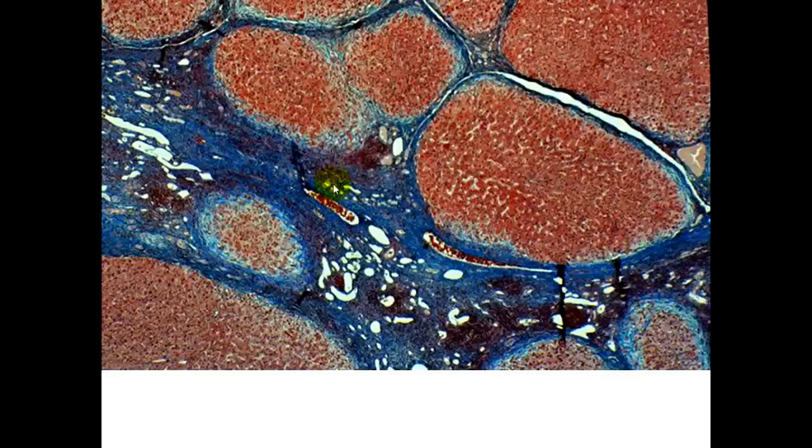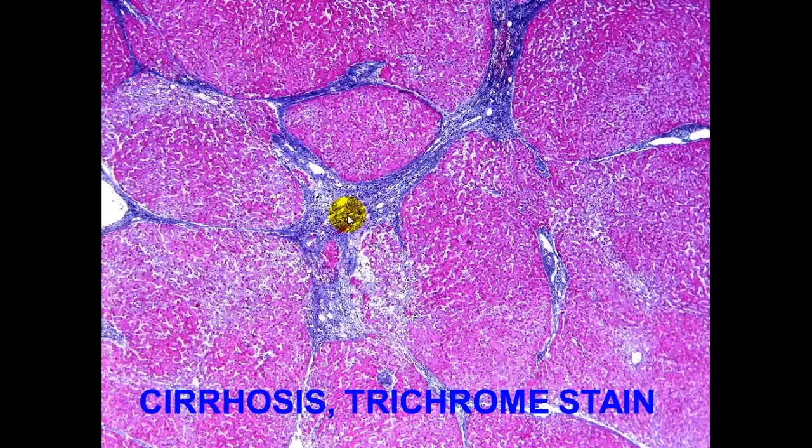There's another slide in which you can see this collagen seen surrounding these hepatic nodules, and so beautifully it is surrounding these nodules everywhere. It is going to surround these nodules. Again, on another trichrome stain, you can see these blue collagen fibers surrounding these pink hepatocytic nodules.